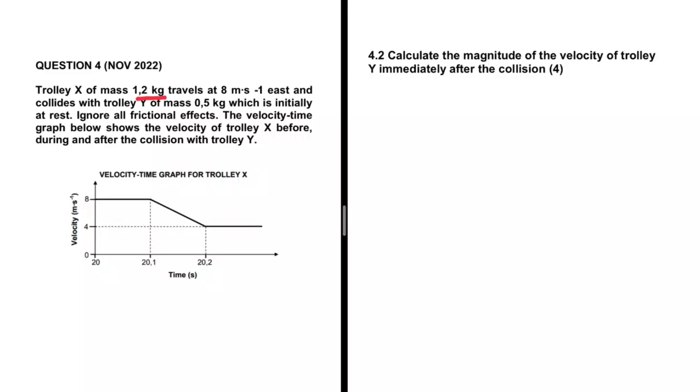1.2 kilograms that travels at 8 meters per second east and collides with trolley Y of mass 0.5, which is initially at rest. So we know that its initial velocity is equal to 0. That's what at rest implies in physics. Okay, let's carry on. Ignore all frictional effects. If the question statement says we must ignore all frictional effects, it means that we have a closed system.